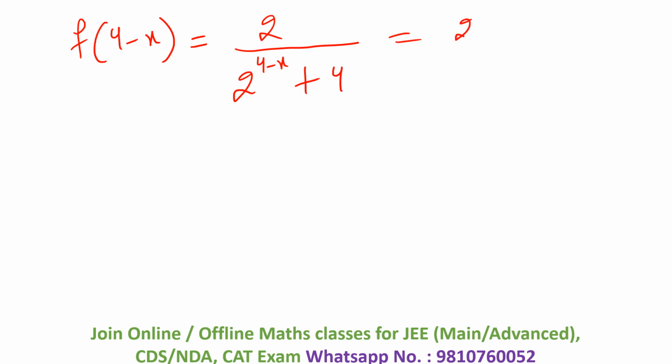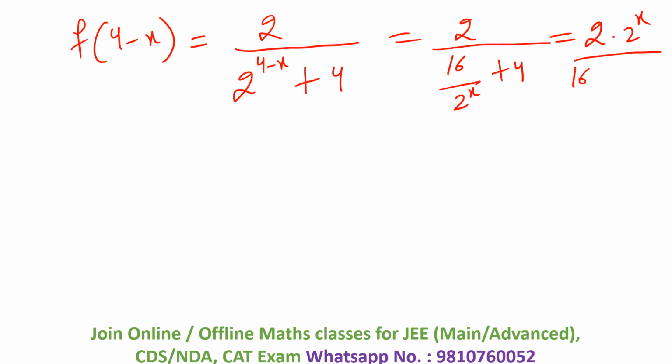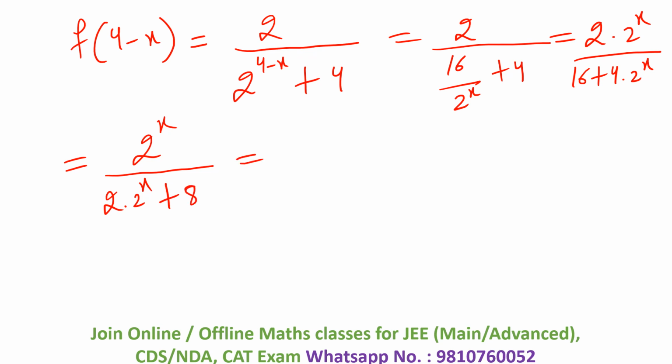This can be written as 2 divided upon (16 divided upon 2 power x) plus 4, which can further be written as 2 into 2 power x whole divided upon 16 plus 4 into 2 power x. Just cancel out 2 from numerator and denominator. You will be getting 2 power x divided upon 2 into 2 power x plus 8. So take out 2 common from the denominator. Inside the bracket, you will be having 2 power x plus 4. Right?